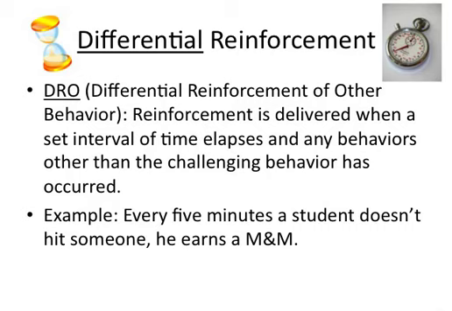Differential reinforcement is reinforcing only those behaviors that meet a specific criterion, usually on-task behaviors that you are targeting, and all other responses will not be reinforced, meaning they will go into extinction. One type of differential reinforcement is differential reinforcement of other behaviors, also known as DRO. This is reinforcement that is delivered when a set interval of time elapses, and any behaviors other than the challenging behavior has occurred. So if targeting the challenging behavior of hitting, you would only reinforce the student after the set time. For example, 5 minutes has gone by with the student not hitting.